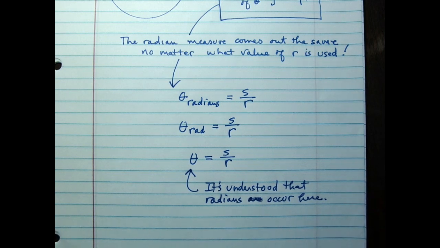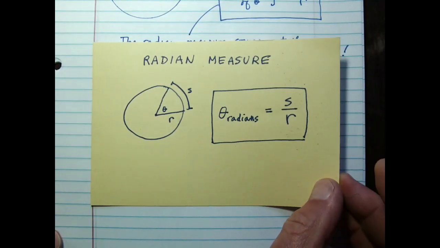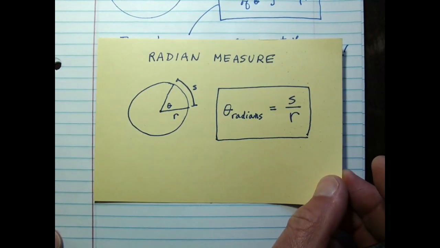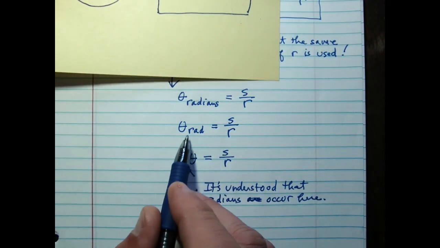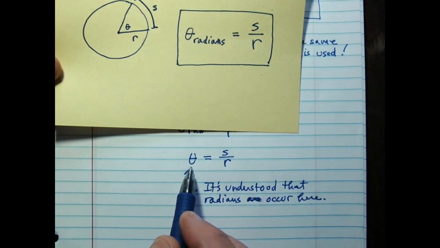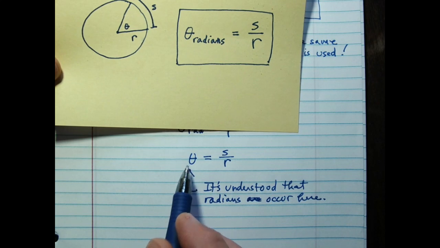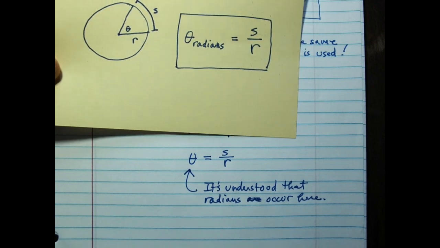So this is so important. I made a little yellow card about it, and you want to keep this formula separate. If you prefer, you can use the abbreviated form theta RAD, or again, you'll often just see theta by itself, but with the understanding that it means the radian measure of theta, never, in this context, the degree measure of theta.